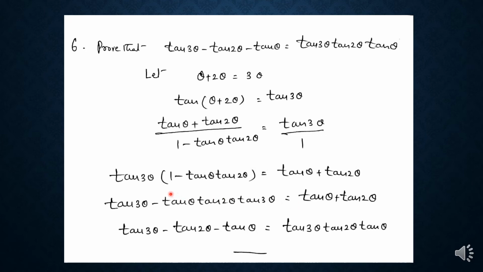That can be written as tan 3 theta minus tan 2 theta minus tan theta. When these two terms come here, that becomes tan 3 theta minus tan 2 theta minus tan theta is equal to, now here minus tan theta into tan 2 theta into tan 3 theta becomes plus tan 3 theta into tan 2 theta into tan theta.